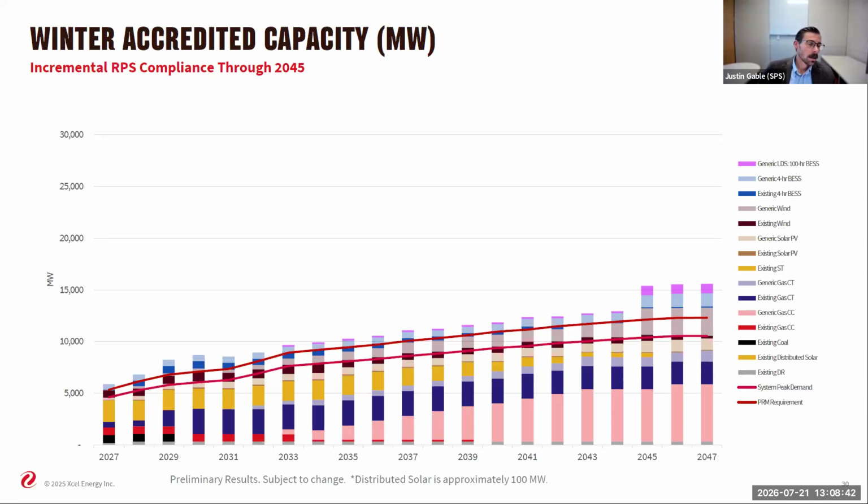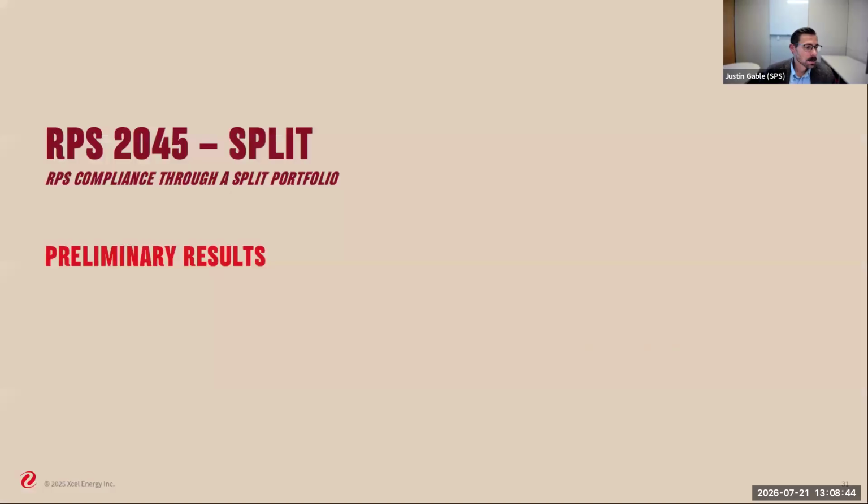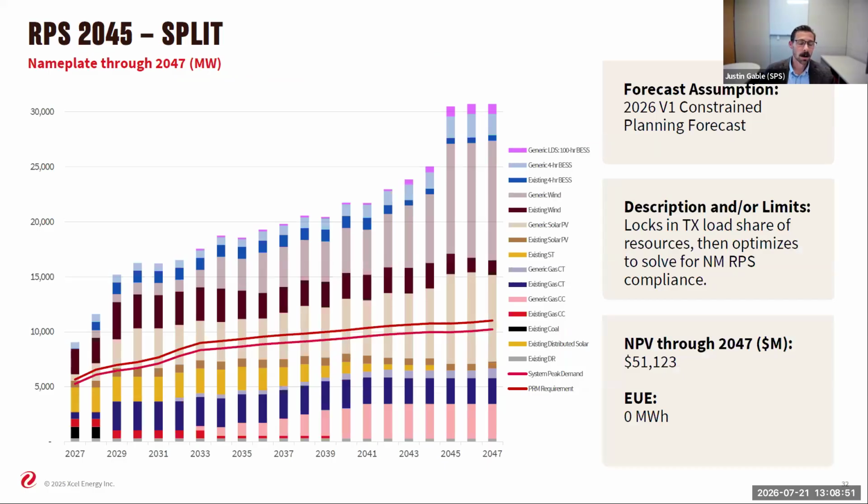All right. So now we get to our RPS 2045 split. And this is how we are really envisioning our modeling approach to getting to the 2045 requirement. This is our preferred approach on how we did this. It has some limitations, and we'll discuss those.